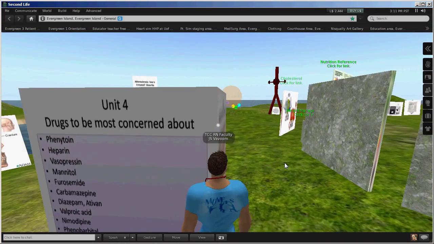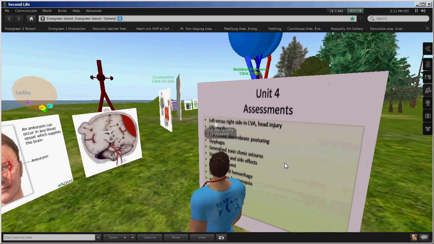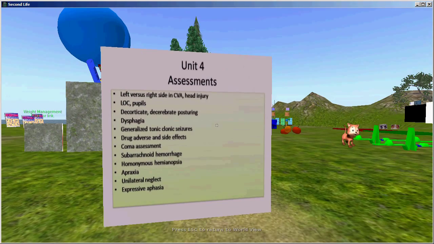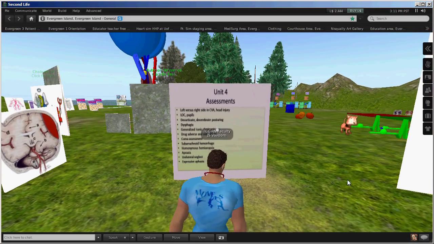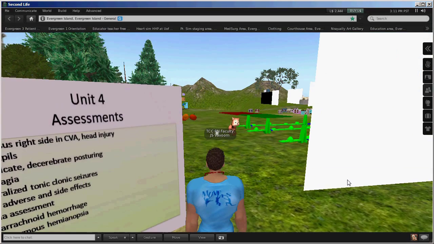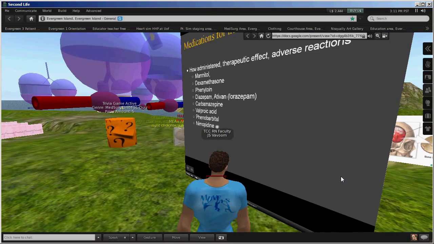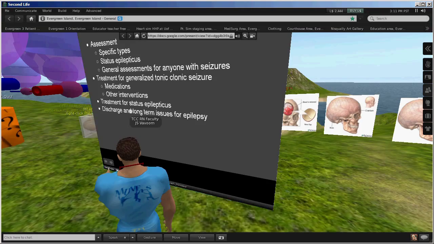You walk around the other side here. Here are the assessments again, pretty much everything I've talked about on the slides. And if we go to the last couple of slides here, actually we're going to go back one because there was something about seizures.